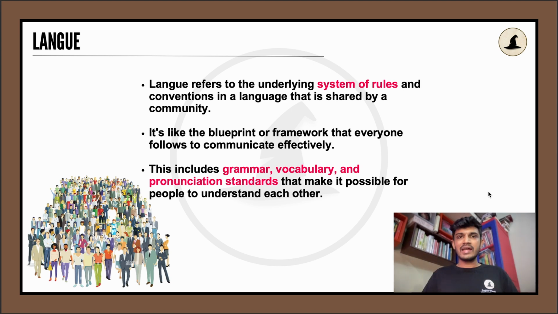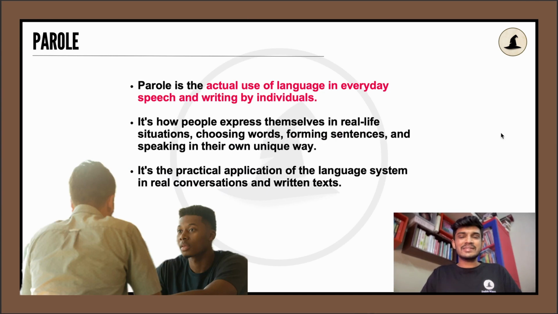So what is Langue? Langue is a system of rules. Langue is a collection of rules that governs a particular language or a system. That is what Langue is. I hope I'm clear. Now let's see what Parole is. We know what Langue is now. Langue is a system of rules. Now let's see what we can do with these set of rules and the words that we have.